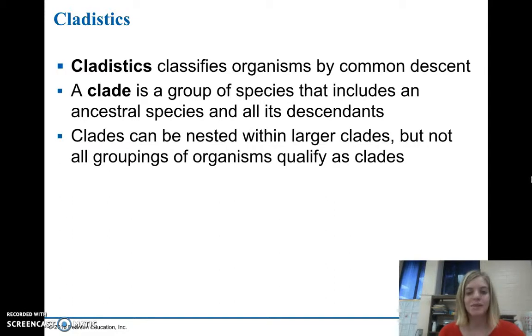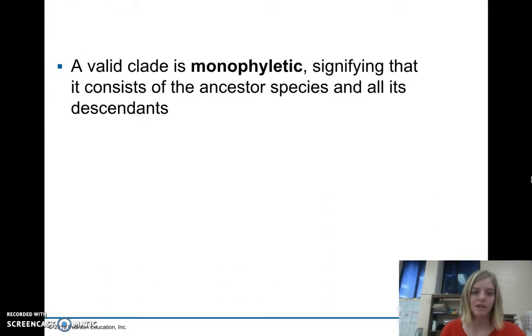We use cladistics, which is the classification of organisms that are related by a common ancestor. And a clade is a group of species that includes an ancestral species and all of its descendants. So we can have clades nested within each other, but not all groups of organisms are necessarily classified as a clade. So we'll take a look at some of those.